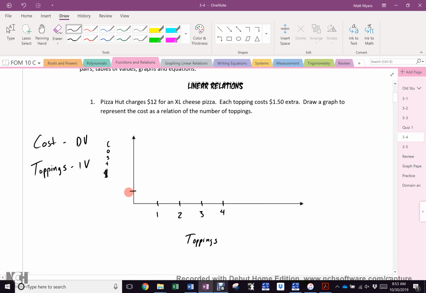So, what's this first number going to be? 12. Excellent. And then what's the next number going to be? 13.50, because I go up by $1.50. What's the next number going to be? 15. What's the next number going to be? 16.50. Excellent. So, if I order no pizza, how much would I pay? Zero money. Do I need to put a dot there? No, okay. If I order a pizza with 0 toppings, how much do I pay? $12. Excellent.